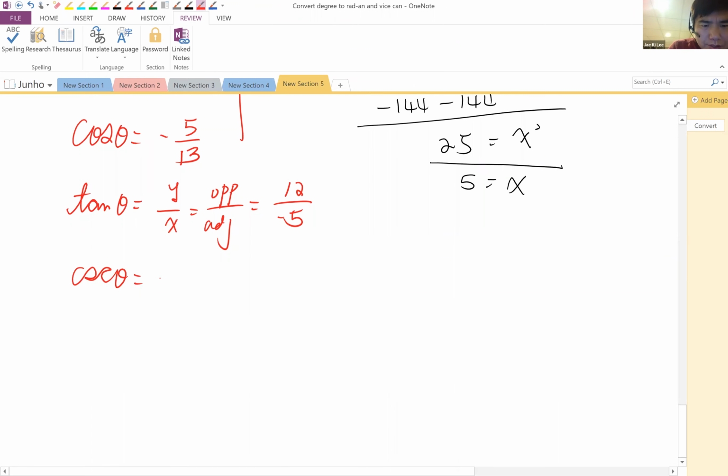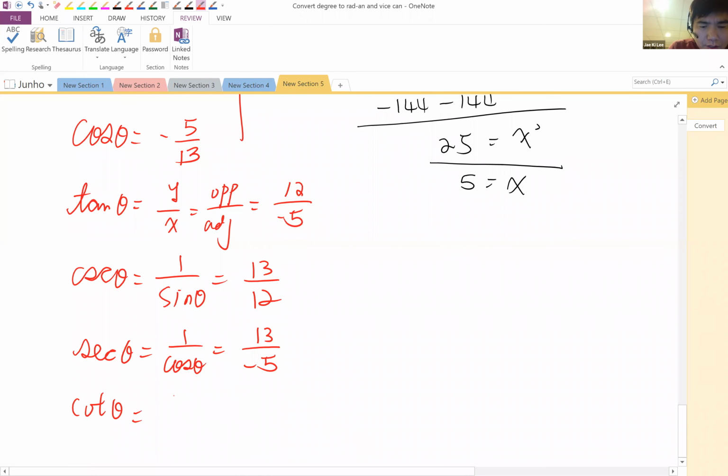Therefore, cosecant theta means 1 over sine theta, so you can write 13 over 12. Secant theta means 1 over cosine theta, so 13 over negative 5. Cotangent theta means cosine theta over sine theta, or 1 over tangent theta, so it becomes negative 5 over 12.